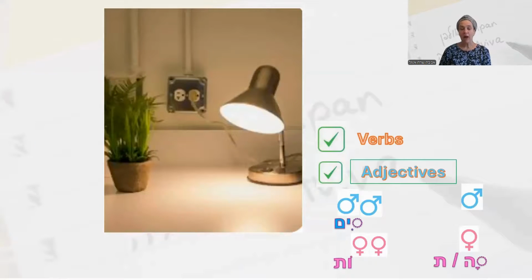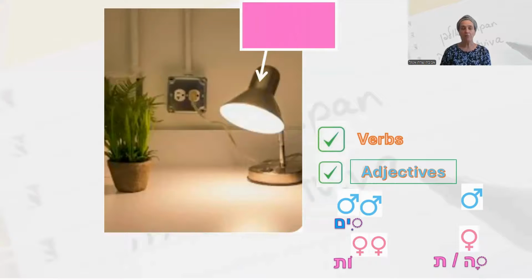Right, so I have my nouns. What if I want to add verbs or adjectives to these nouns? We said that verbs and adjectives always follow the rules. So what happens with nouns that don't follow the rules? What happens to their verbs or adjectives? So again, let's look at some examples.